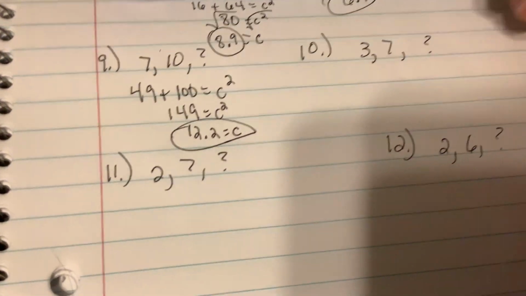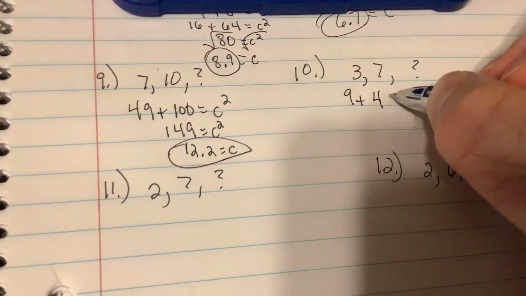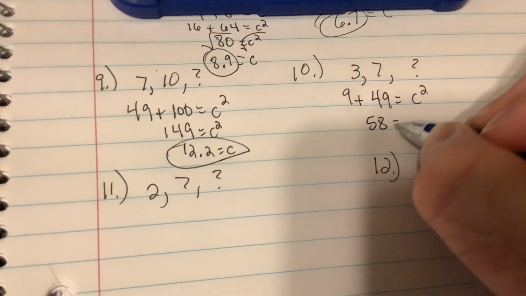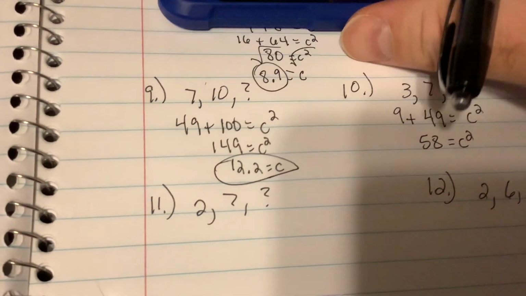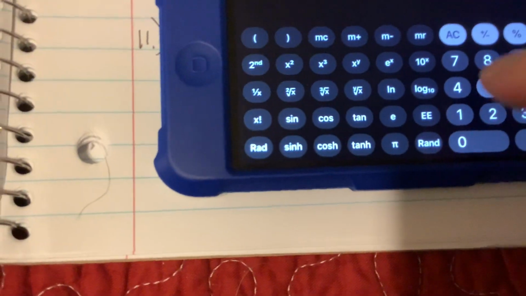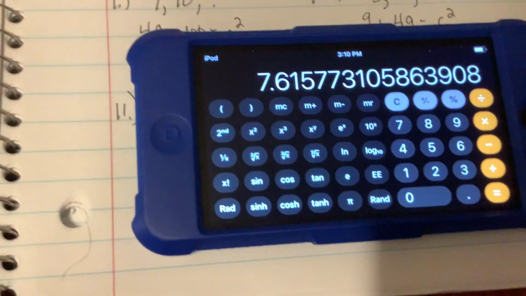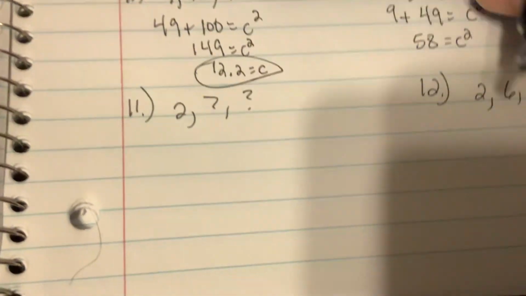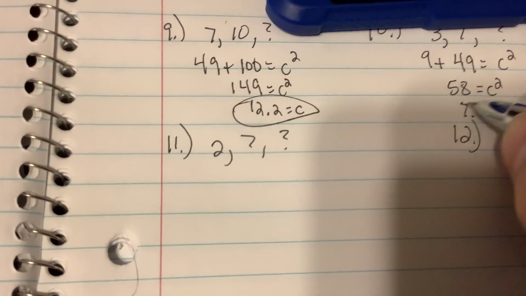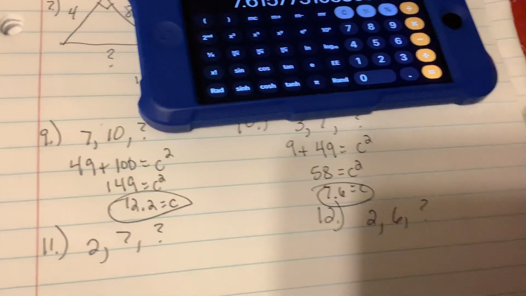Okay, number 10 is 9 plus 49 equals c squared. So 58 equals c squared. So the square root of 58 is 7.6, rounded to the nearest tenth.